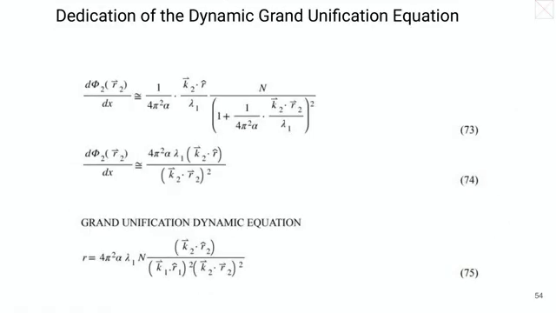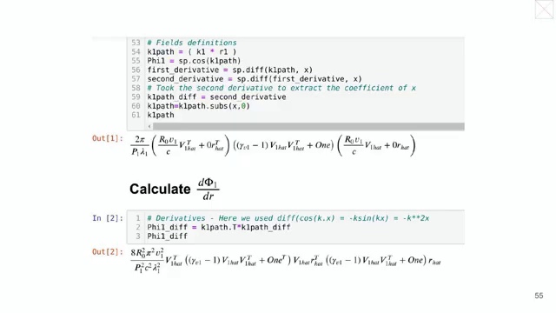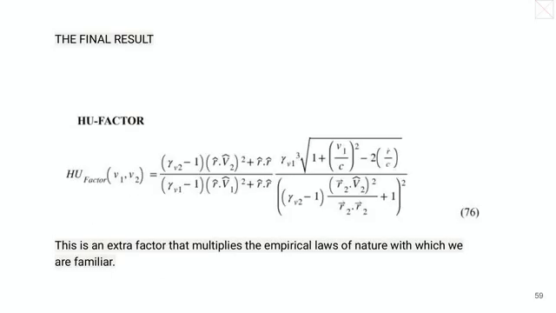Previously we derived the grand unification equation for static interacting bodies or charges. Here we do it again, now without the constraint of being static. The derivation was done in a 4D spatial manifold, where the universe is a dynamically moving, lightspeed expanding, hyperspherical hypersurface. The calculation comprises the calculation of the derivatives of fields 1 and 2 to calculate x, or r. The Python code replicates the calculation described in prior slides. Here, we calculate the derivative of phi_1. The final result. This is an extra factor that multiplies the empirical laws of nature with which we are familiar.